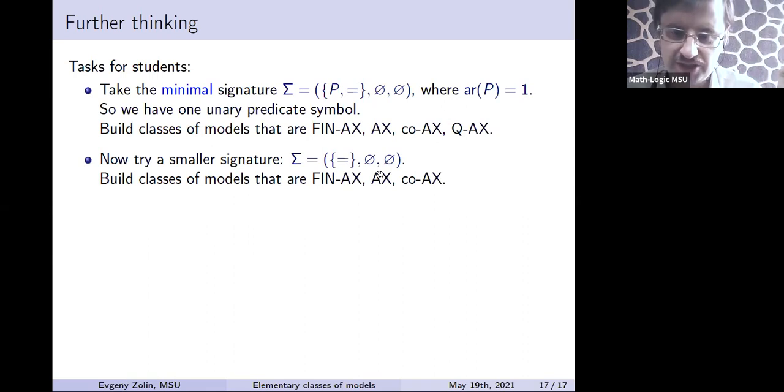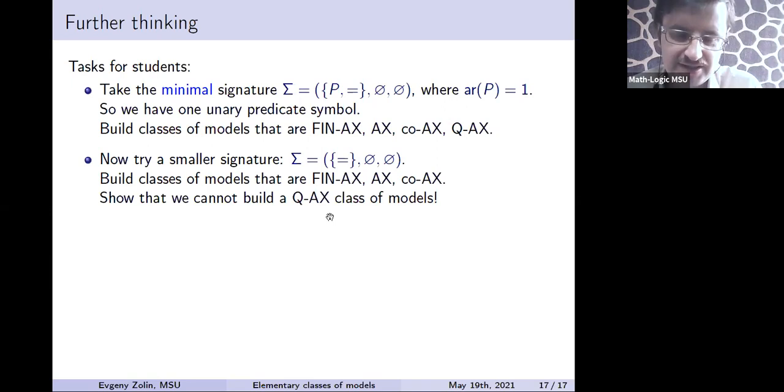Try to build an axiomatizable class, but not finitely. Try to build a co-axiomatizable class, but not finitely again. But this time show that you cannot build a quasi-axiomatizable class. If you build some quasi-axiomatizable class, it will be either axiomatizable or co-axiomatizable. So the upper room in this hierarchy will be empty.